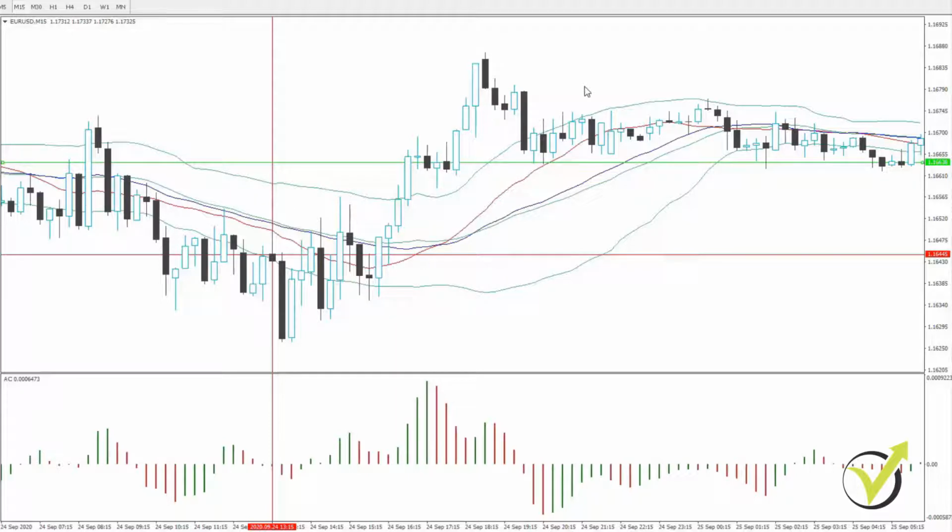I'm just giving some numbers randomly, but for this strategy we have a stop loss of 77 pips and a take profit of 65 pips. So 77 pips below the entry price is our stop loss, and 65 pips above the entry price is our take profit.